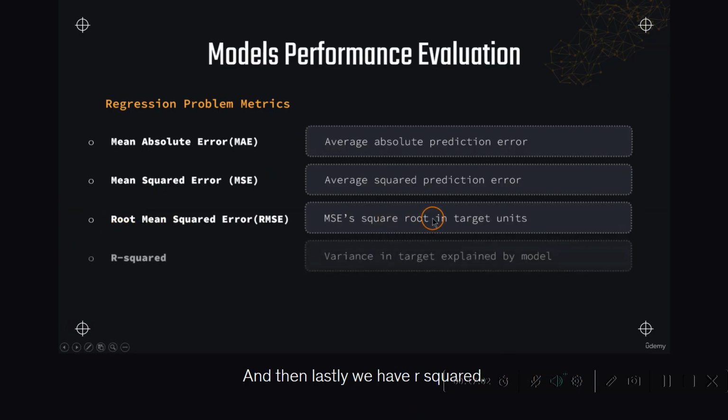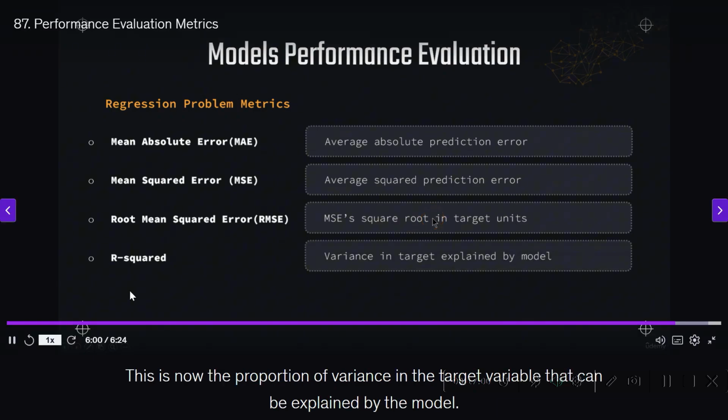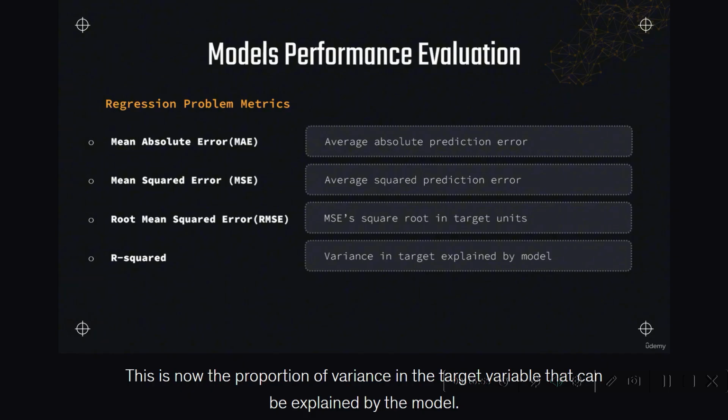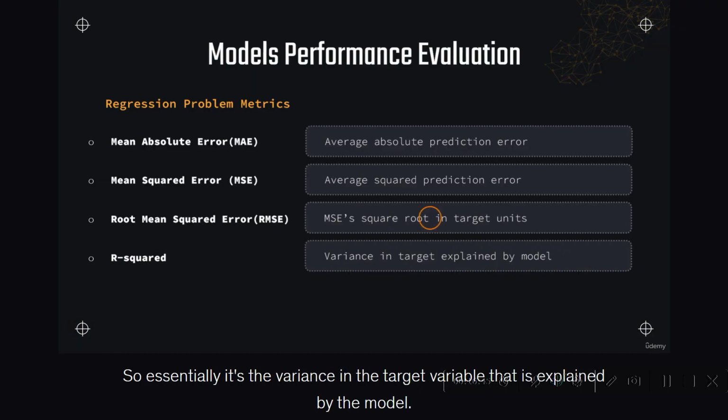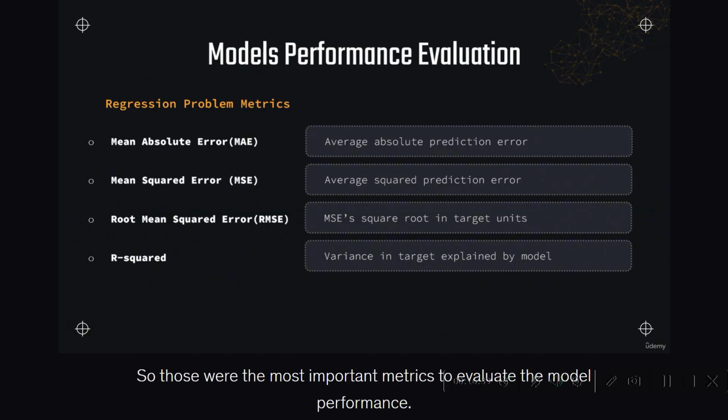And then lastly, we have R squared. This is the proportion of variance in the target variable that can be explained by the model. So this is indicating how good the fit of the model is. So this is often used for how well our model fits. Essentially it's the variance in the target variable that is explained by the model. All right, so those were the most important metrics to evaluate the model performance.